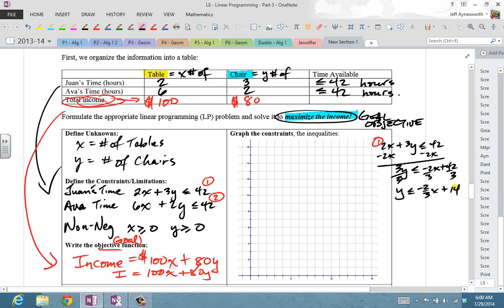Because you've got to divide here by 2. Or excuse me, by 3. And 3 times 14 should be 42. So I've got my slope here, and I've got my y-intercept here.